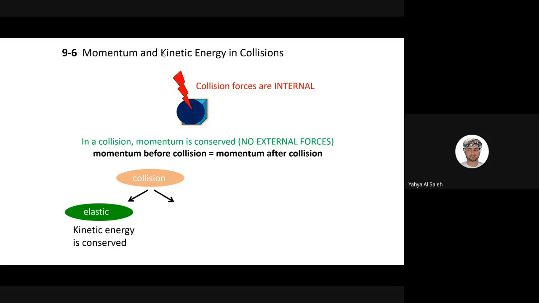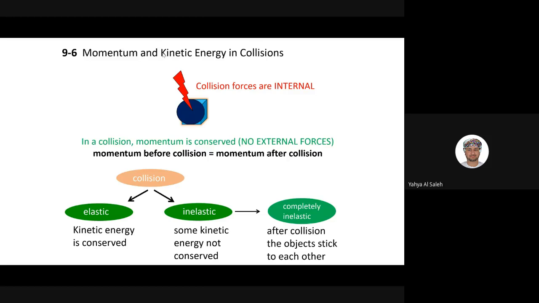We start with many to many. And then we will go back to many to one. So in many to many collisions, we have different types of collisions. We have elastic collisions where kinetic energy is conserved. We have inelastic collisions where some kinetic energy is not conserved. And we have completely inelastic where after the collision, the objects stick to each other.